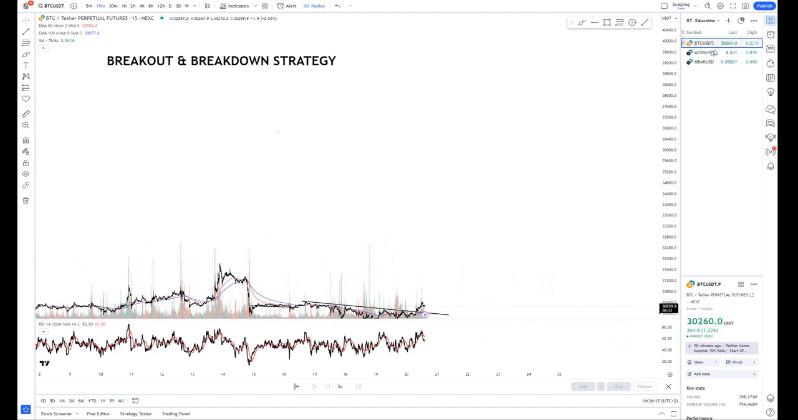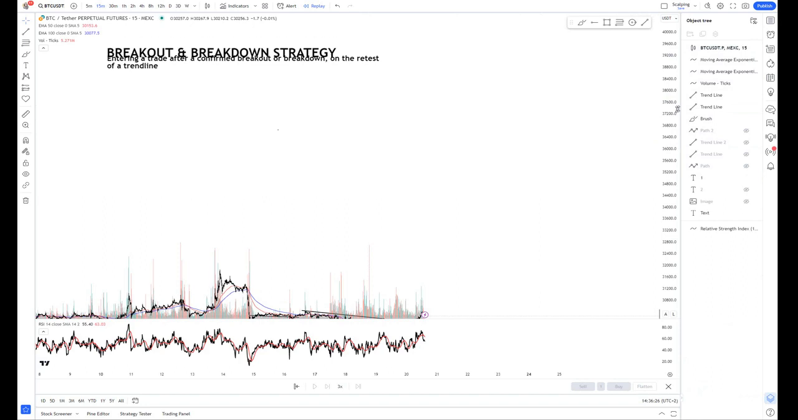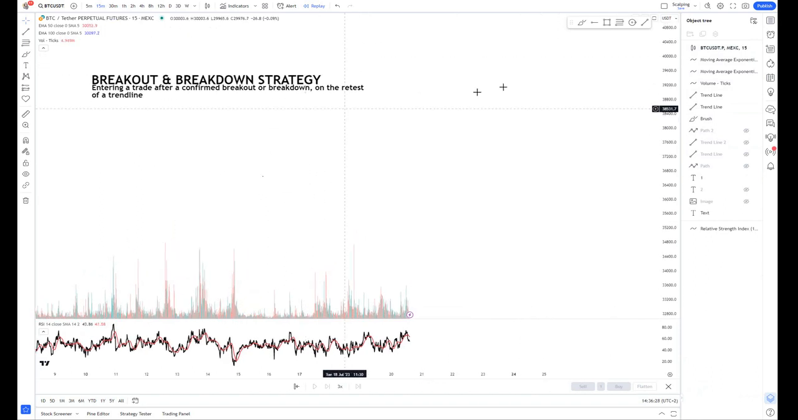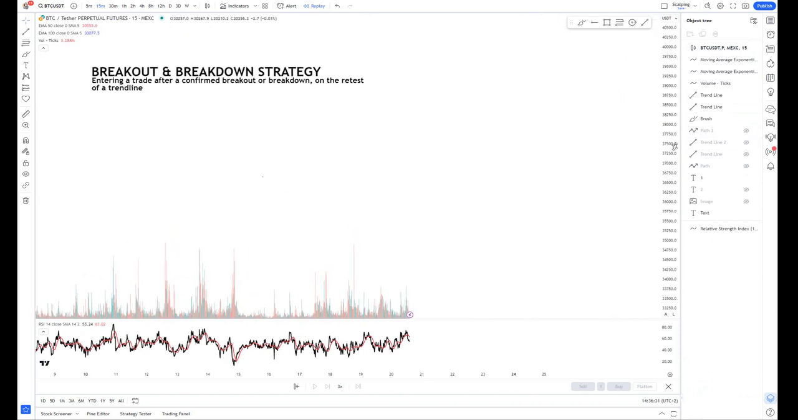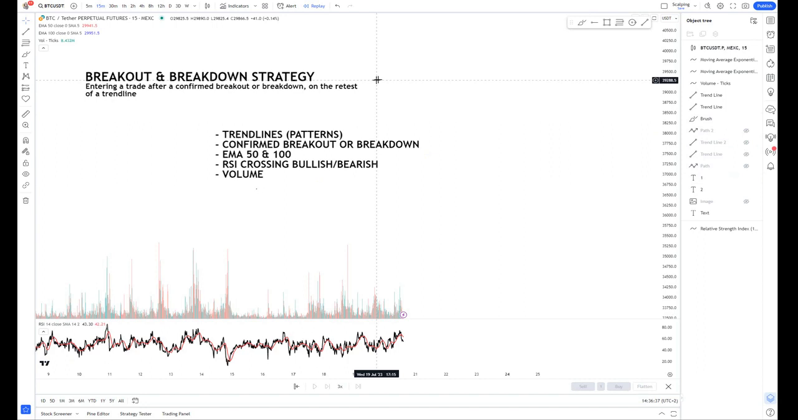So to recap, the breakout and breakdown strategy is used to enter on a confirmed breakout or breakdown of a trend line, on the retest of that trend line, which could also be a pattern. You would use a confirmed breakout or breakdown, like I told you guys. The first candle is the breakout or the breakdown candle. The second candle is the confirmation candle.